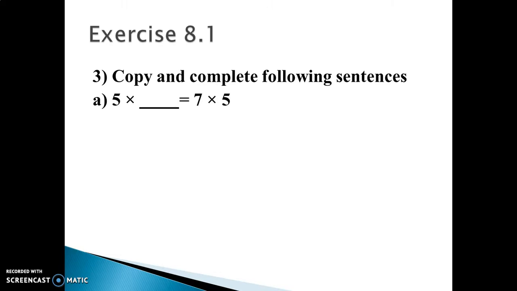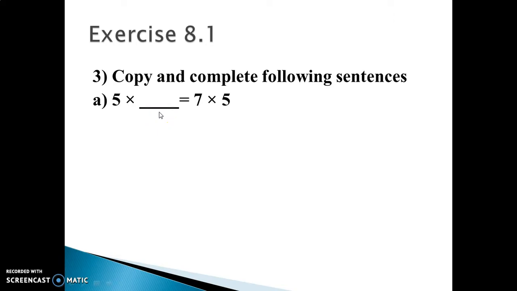Part A is 5 multiplied by blank is equal to 7 multiplied by 5. What number should be present in the blank in order to make the sentence true? This is a mathematical sentence and we need to complete the blank in order to make it true. For it to be true, the blank should contain 7.